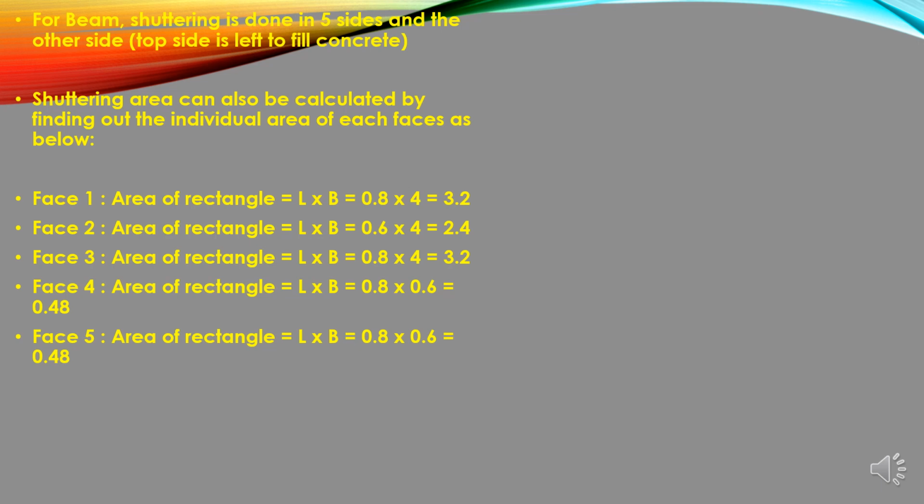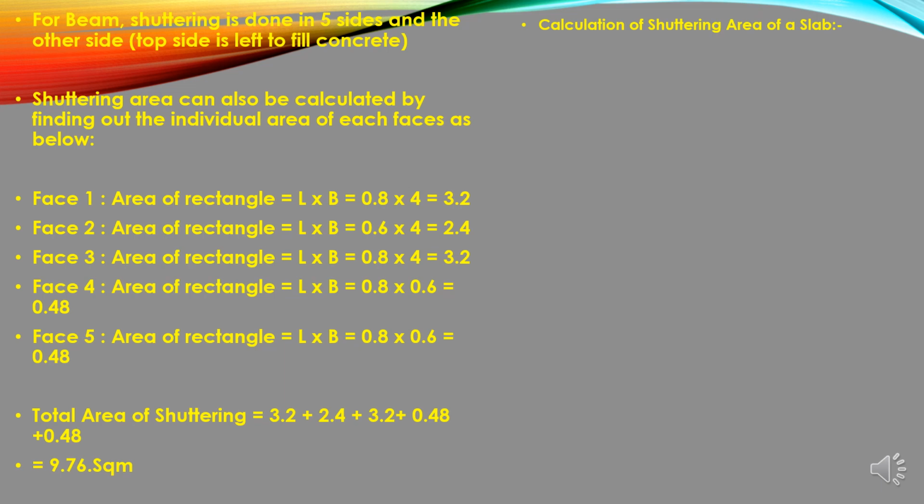Face 1, area of rectangle, length into breadth, 0.8 into 0.4, 3.2. Face 2, area of rectangle, length into breadth, 0.6 into 0.4, 2.4. Face 3, area of rectangle, length into breadth, 0.8 into 0.4 is equal to 3.2. Face 4, area of rectangle, length into breadth, is equal to 0.8 into 0.6 is equal to 0.48. Face 5, area of rectangle, length into breadth, is equal to 0.8 into 0.6. Total area of shuttering is equal to 3.2 plus 2.4 plus 3.2 plus 0.48 plus 0.48, that is 9.76 square meter.